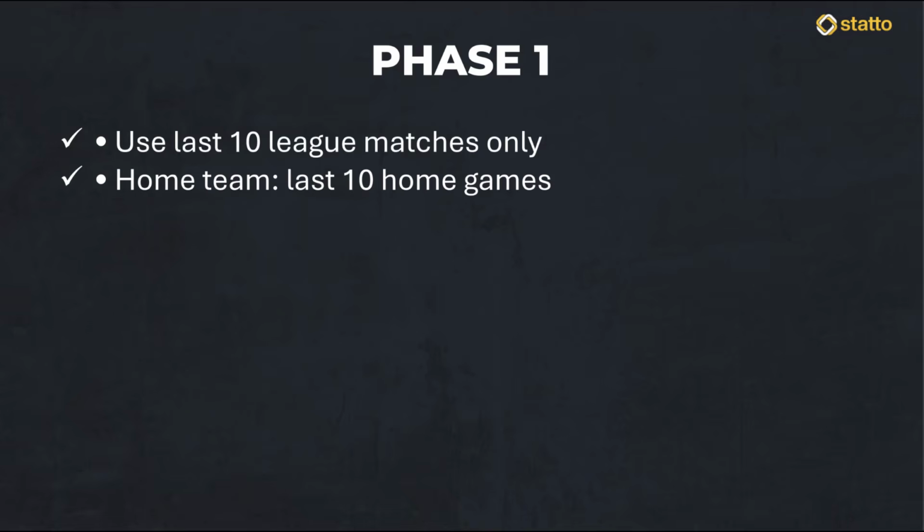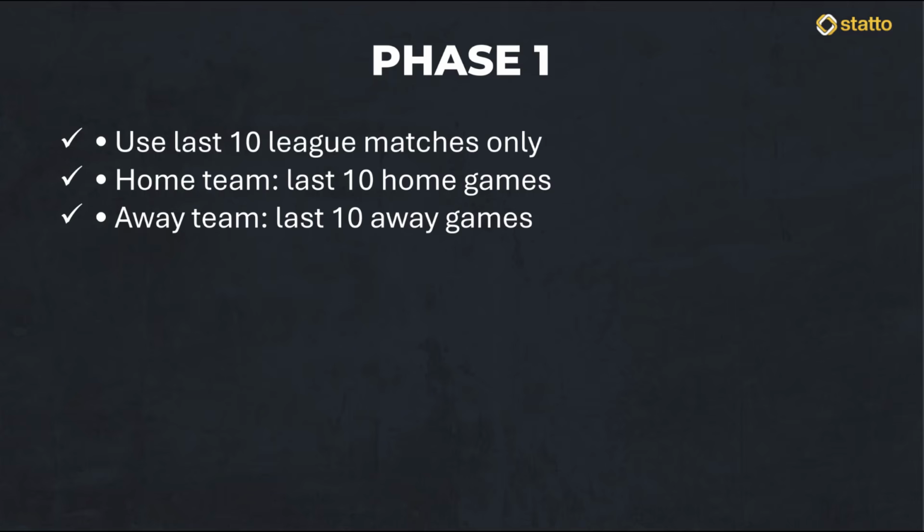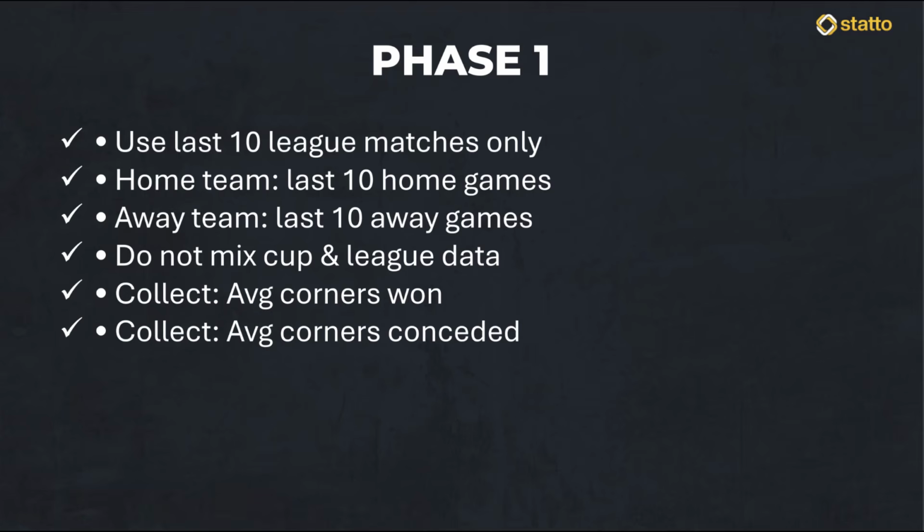For the home team, we only look at their last 10 matches played in front of their own fans. For the away team, we only look at their last 10 games on the road. This matters because many teams have a completely different offensive profile depending on the stadium they are playing in. From those 10 games, we want to collect the average corners won and the average corners conceded. We care about offensive corner generation and defensive corner allowance in equal measure. This gives us a baseline that truly reflects how these two teams generate and concede corners in this specific environment, providing a solid anchor for our projection.